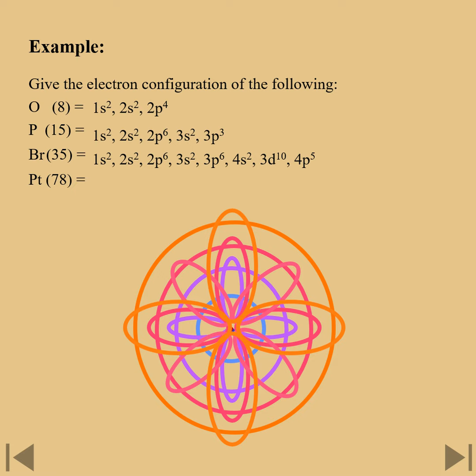And actually, we're still in the 5D for 1, 2, 3, 4, 5, 6, 7 more. So again, our first 36 are going to look very similar to where we left off with bromine.